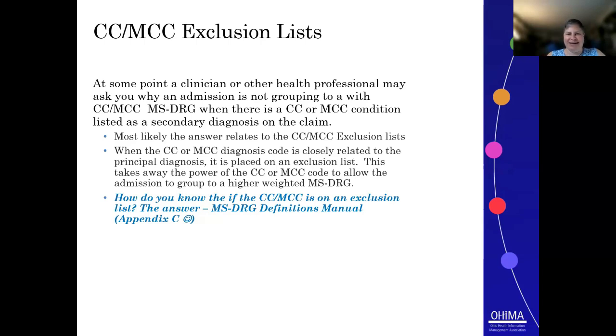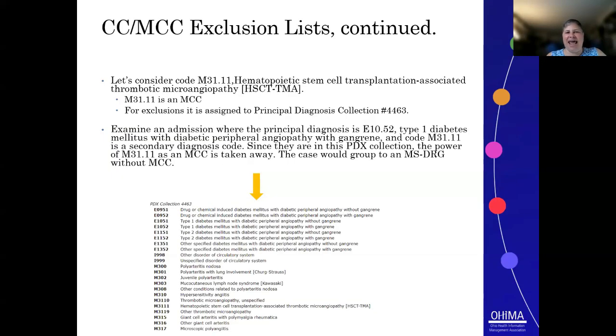And as always, you're saying, how do I know what's on an exclusion list? And the answer, again, is in the MS-DRG Definitions Manual, Appendix C. There, you'll have a listing of what's included in the exclusion list. So let's take code M31.11, hematopoietic stem cell transplantation associated thrombotic microangiopathy.